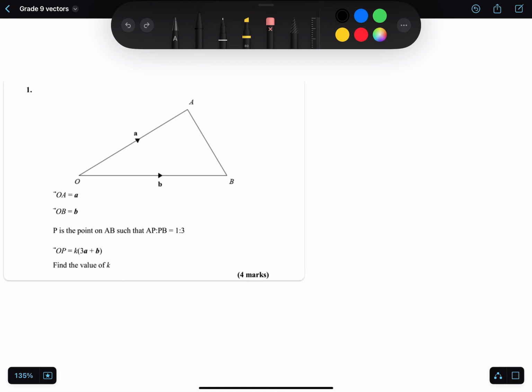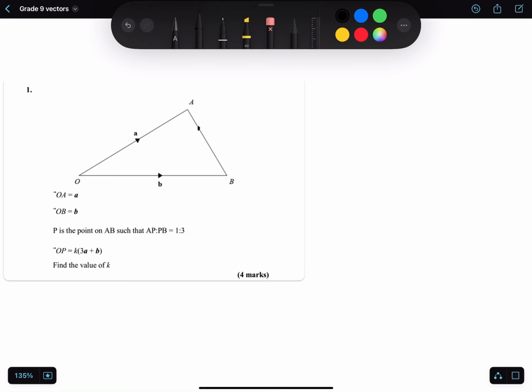But they give you the point P in the question, which is on the line AB, such that the ratio between AP and PB is 1:3. What that means is that if we divide the line AB into 4 parts, so if you add 1 and 3, you have 4, you split them into 4 parts, the line from A to P would be a quarter because it's 1 part, and the line from P to B would be 3 parts, so it's 3/4 of the total length. So we can mark that on.